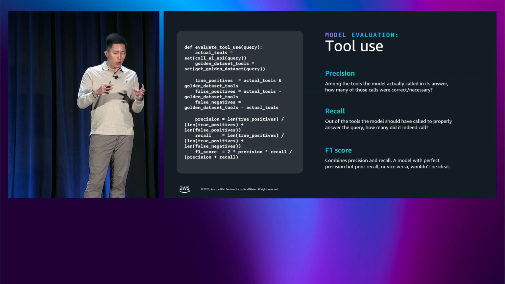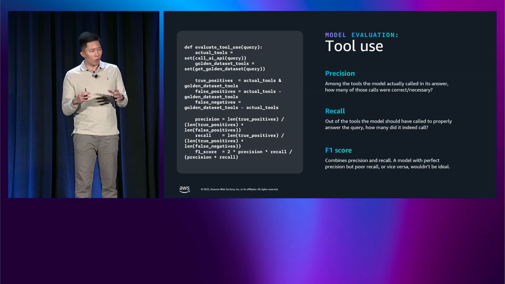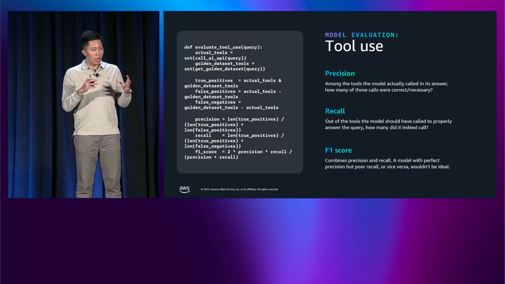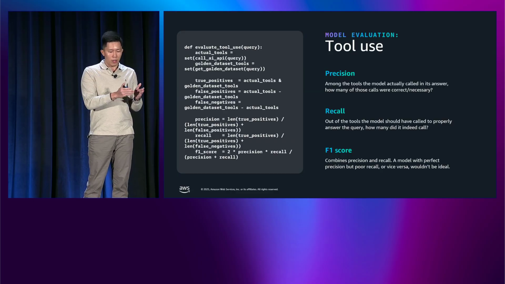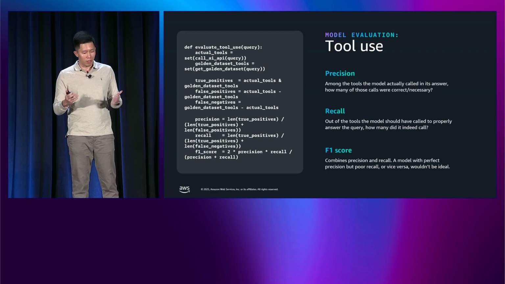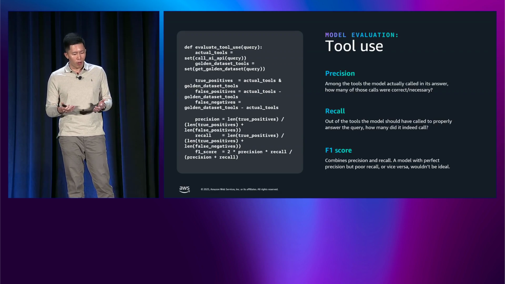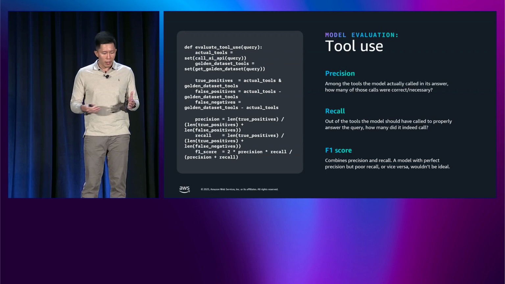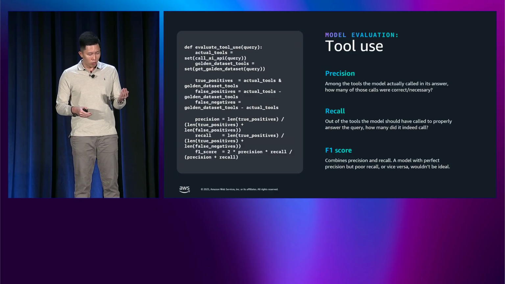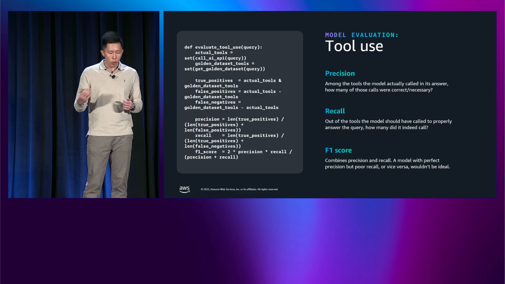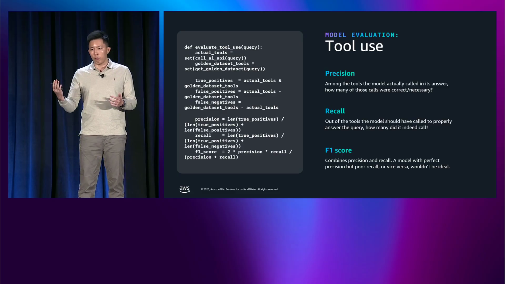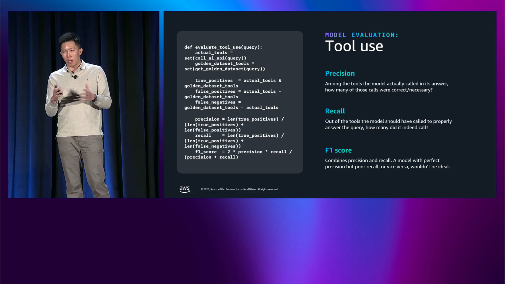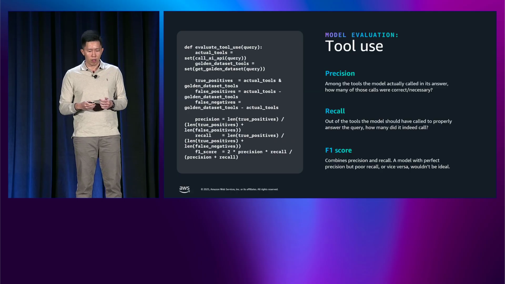So F1 score is essentially a formula between the 2 of them, and it's what we use to compare between models. And the reason why F1 score is important is because, say there are 10 tools, and the model calls all 10 tools. In this case, recall is full, because it called all the tools it needed to call. However, precision is extremely low, and the F1 score will reflect that. So if model A has an F1 score of 0.7, and model B has an F1 score of 0.4, then model A is better, and we will choose that for the tool calling use case.